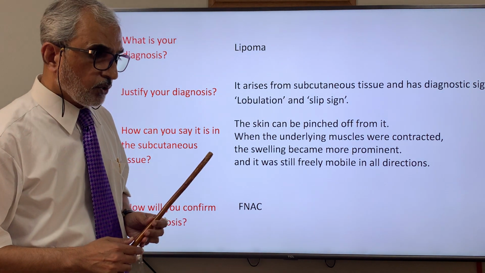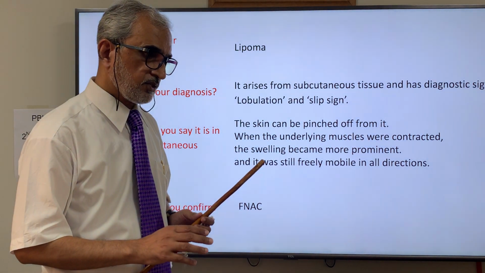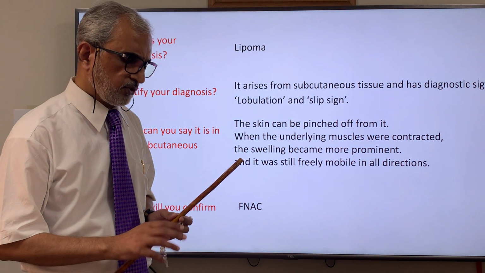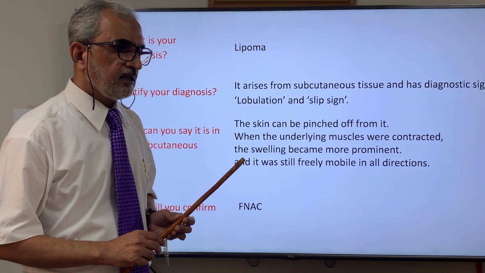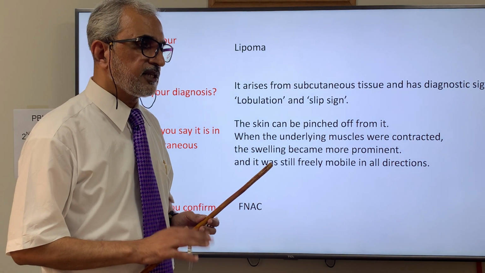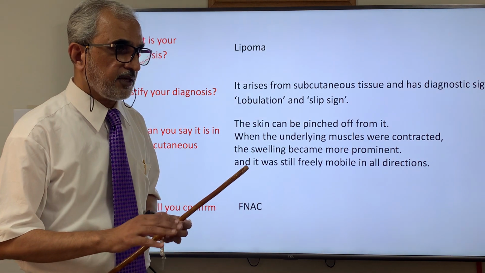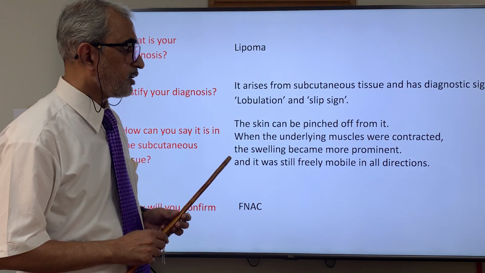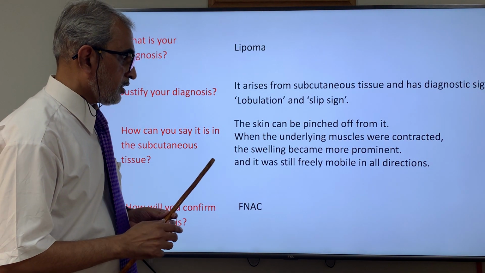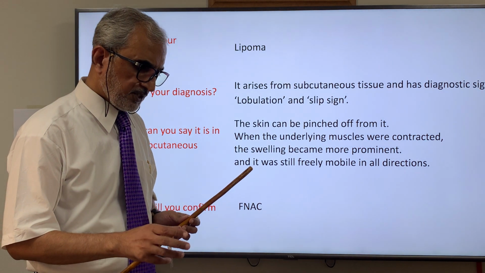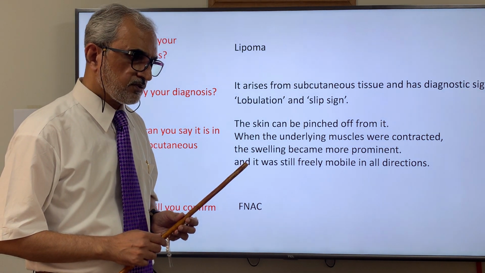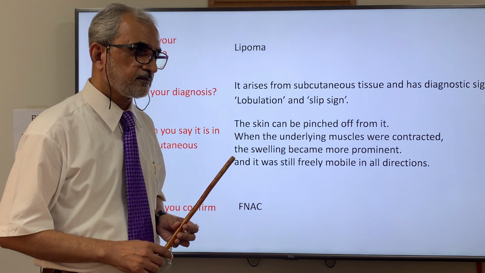This is so because when I was feeling this swelling, it was firm, it was soft, but it was so mobile that sometimes I felt that it had slipped under my finger when I pressed it. And when I put pressure on it, the lobulations were quite apparent to me.